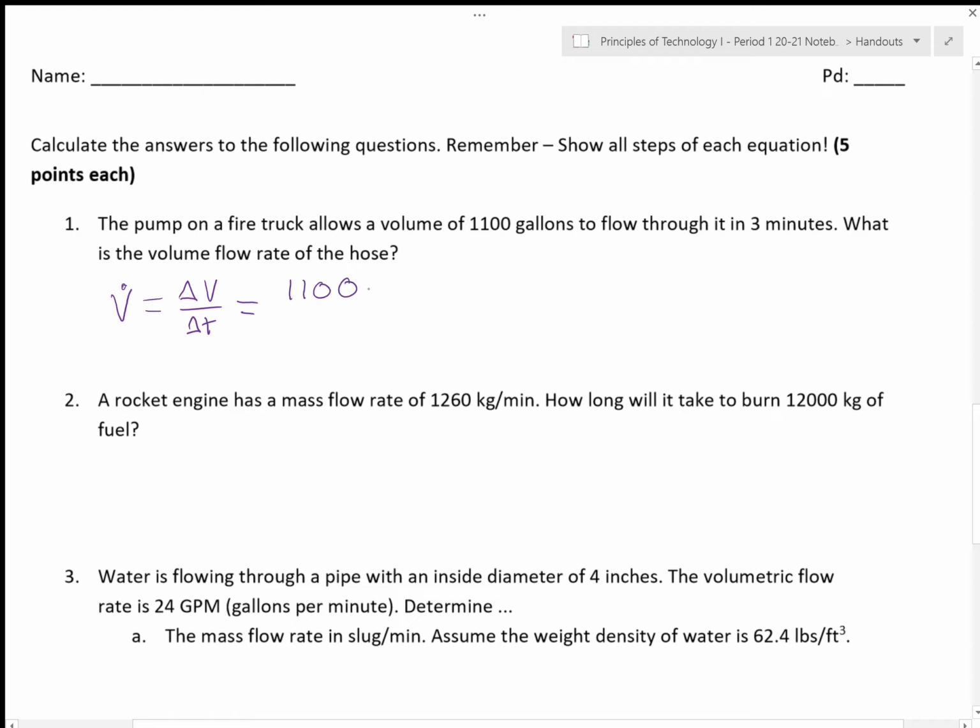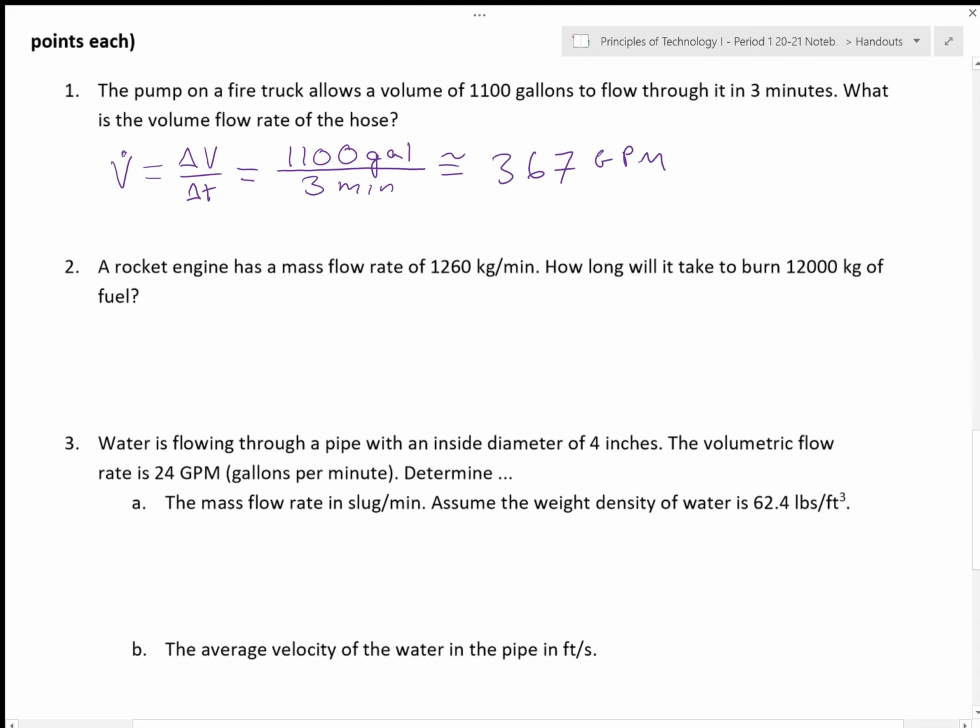For this problem, we have a change in volume of 1,100 gallons being drained from whatever it's in, divided by the change in time of 3 minutes. 1,100 gallons divided by 3 minutes is approximately 367 gallons per minute.